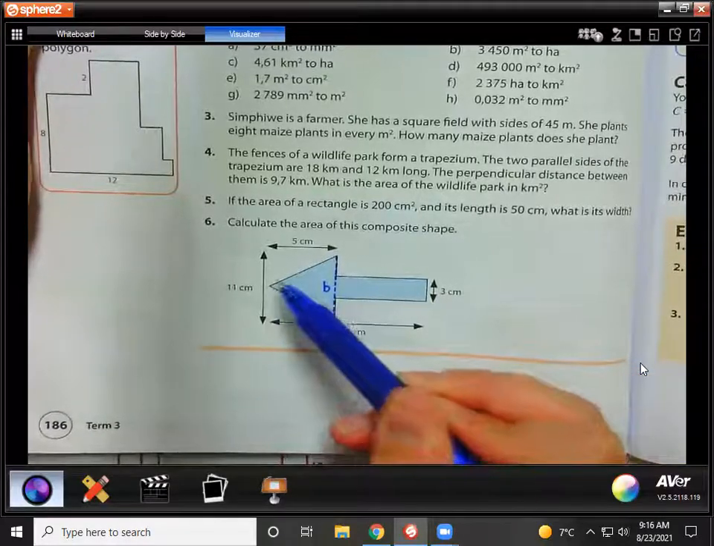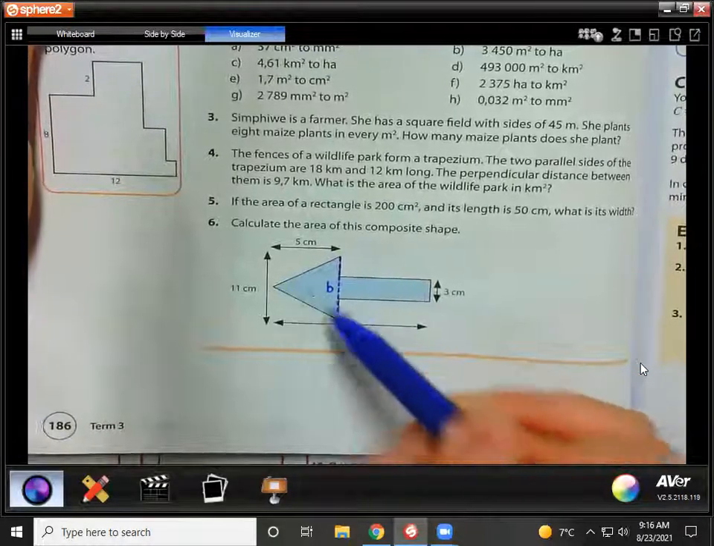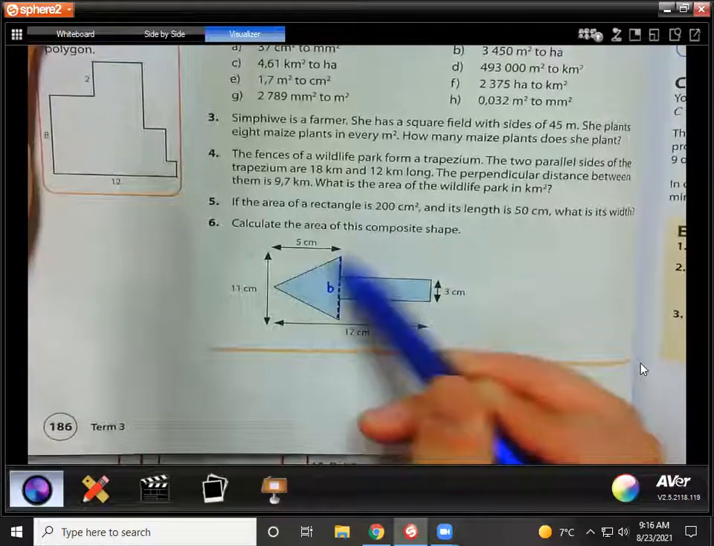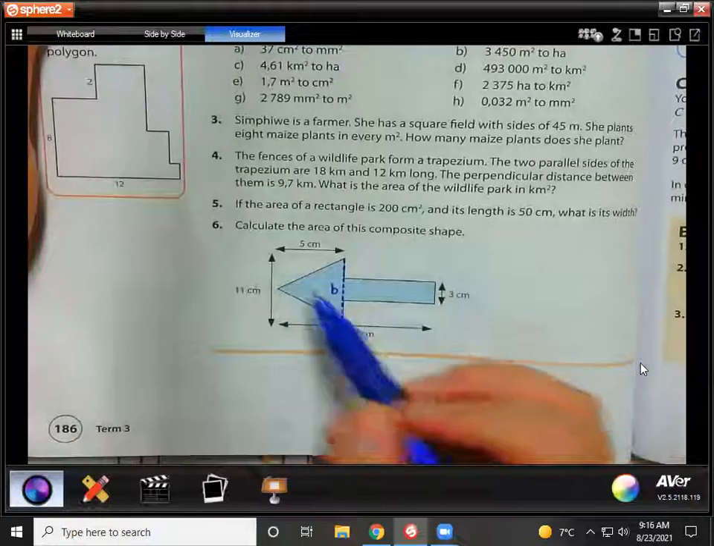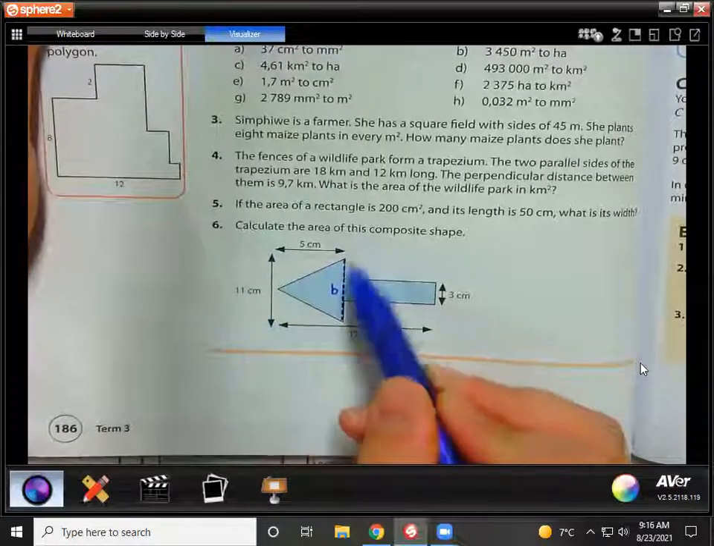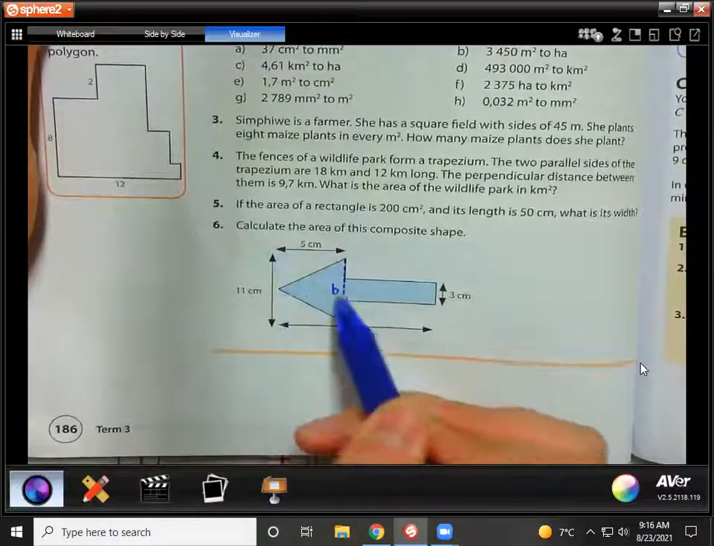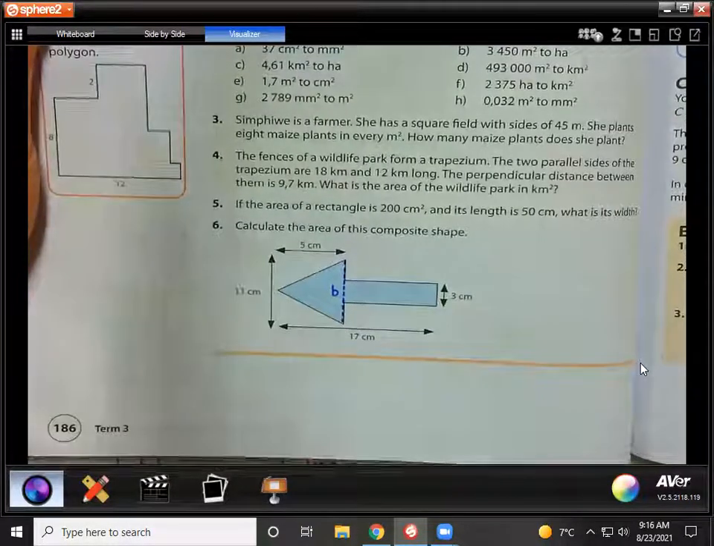Could we use either one of these two as the base? Do we even have these lengths? Did they give us the lengths of these two skew sides? No. So the only thing that we actually have here is that length. So that is the base, and this length is the perpendicular height.